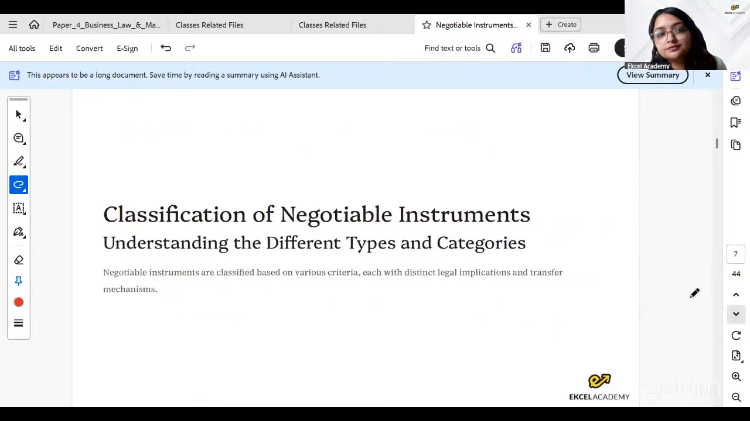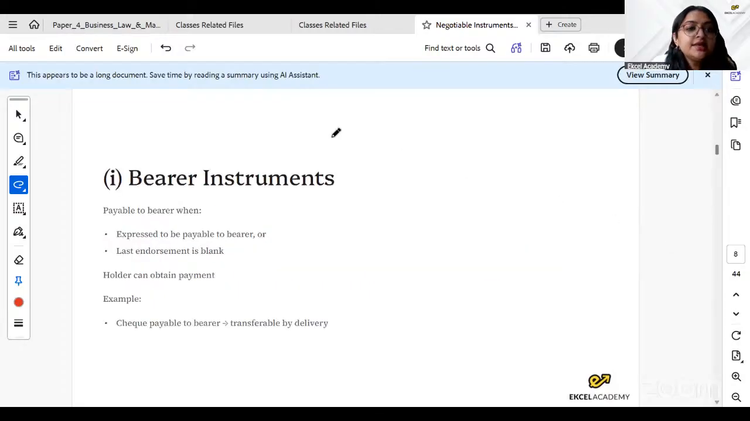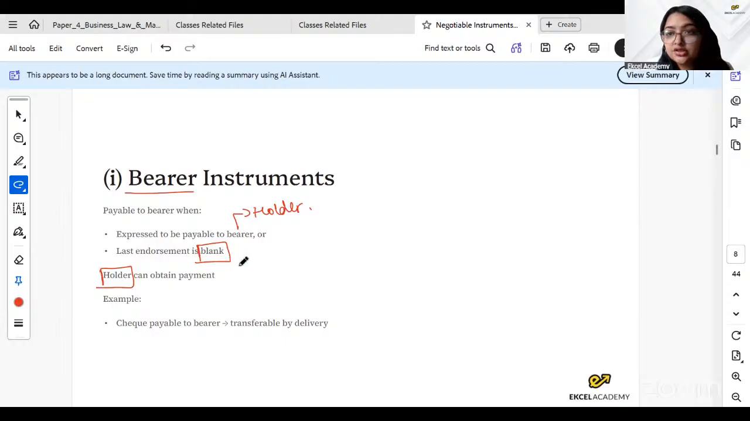All right. Now, classification of your negotiable instruments. Let us understand the different types and categories, starting with your bearer ones. Bearer instruments are payable to bearer when expressed to be payable to the bearer, or when the last endorsement is blank. So bearer is nothing but your holder, and the holder can obtain payment.